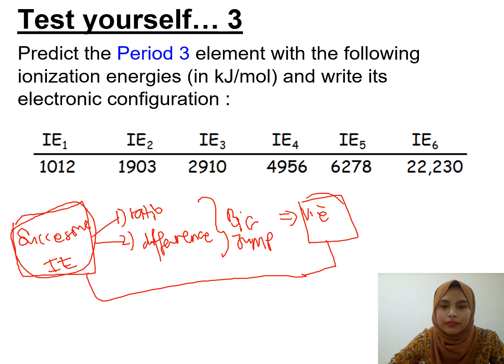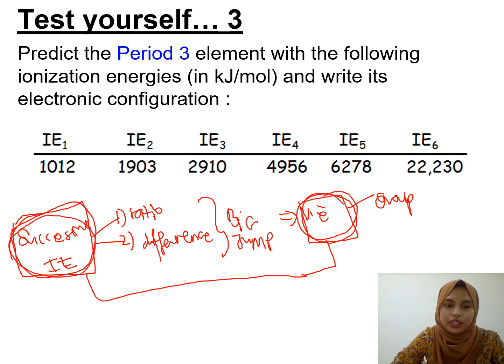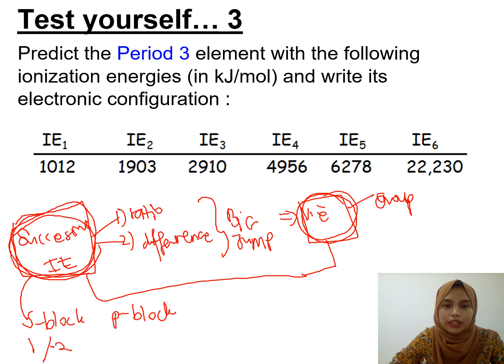Okay, so from the valence electron, you boleh tahu dia berada di group berapa. Okay, so elemen yang you boleh buat melalui successive ionization energy ni adalah elemen yang hanya berada di S block dan juga P block sahaja. Okay. Kalau S block, valence electron dia mestilah you dapat 1 ataupun 2. Kalau P block, sama ada you dapat 3 atau 4 sampai 8.